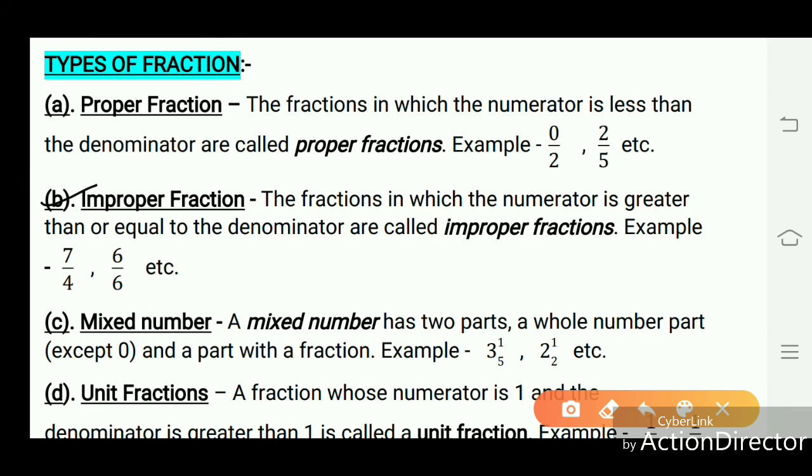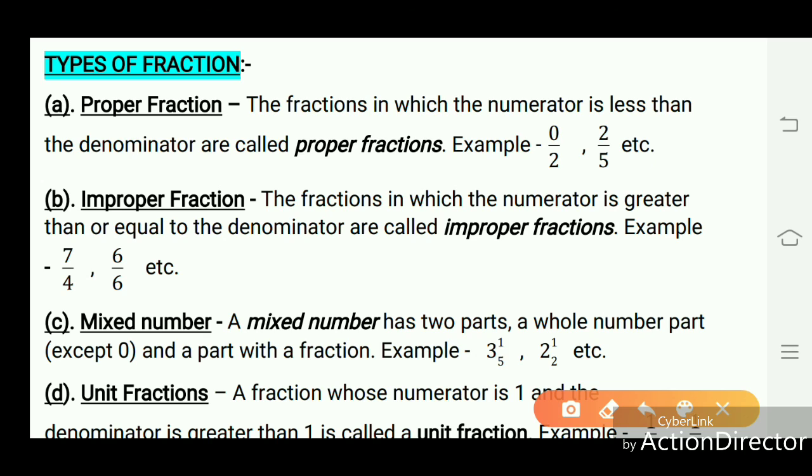Improper fraction. The fractions in which the numerator is greater than or equal to the denominator are called improper fractions. Example, 7 upon 4 and 6 upon 6. Here 7 is the numerator and 4 is the denominator, and 7 is greater as compared to 4. So here the numerator is greater as compared to the denominator. So these types of fractions are known as improper fractions.